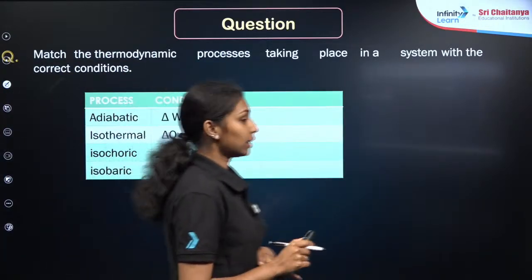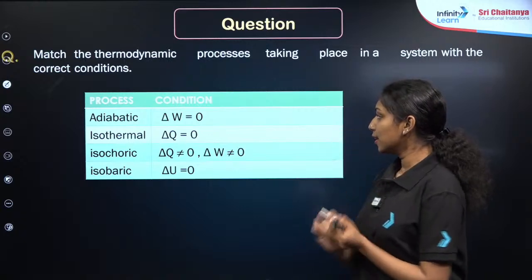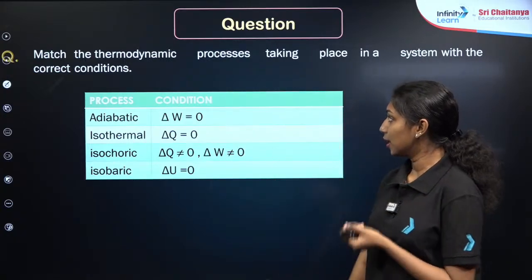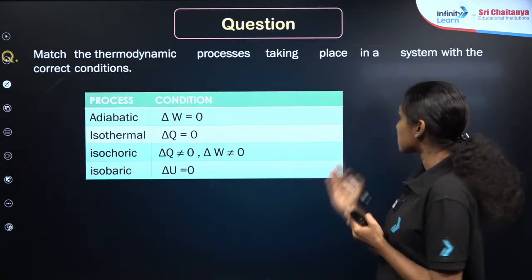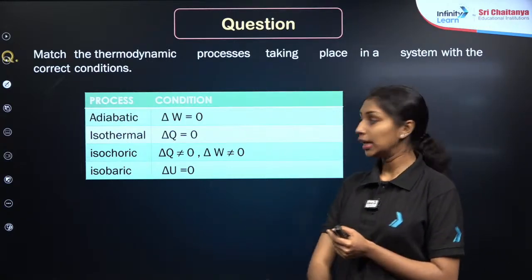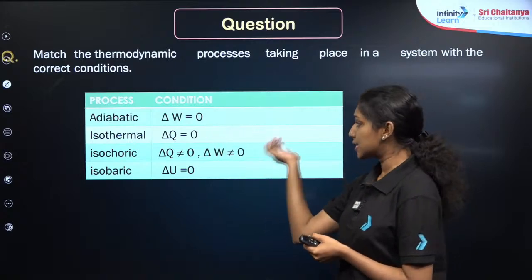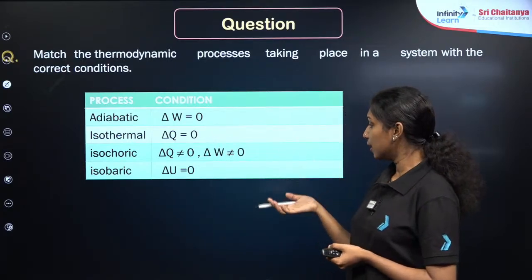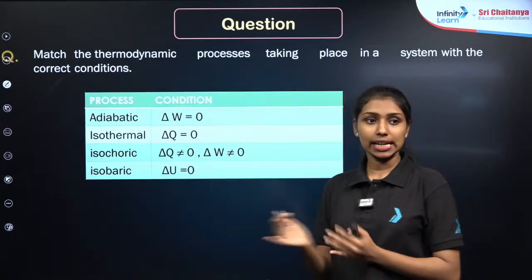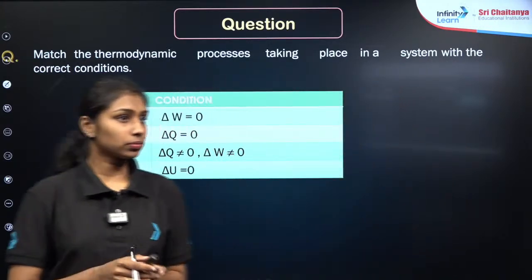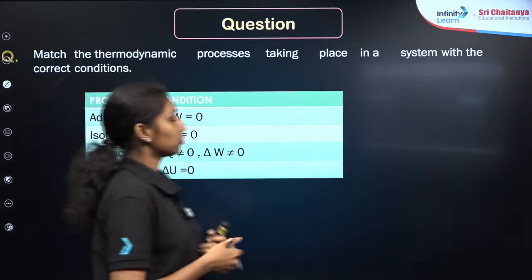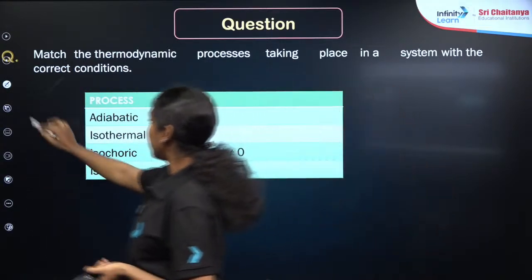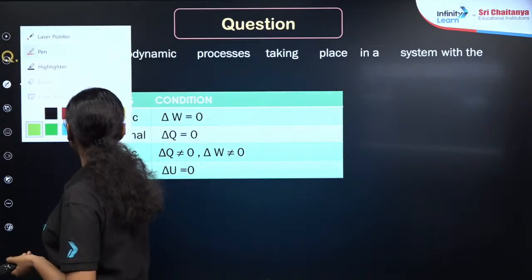Now here is the last question. It is based on the different types of processes, right? Process is given here, condition is also given here. You have to match the following. Match the thermodynamic process taking place in a system with the correct conditions. Delta V is the change in volume, W is the work, Q means heat transfer, and delta U means change in internal energy. Okay, what will be the answer?